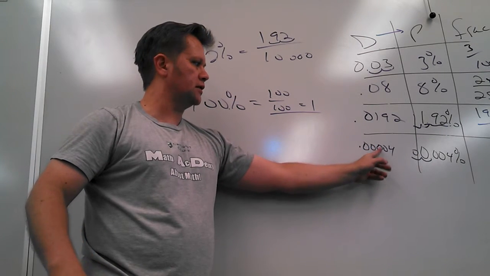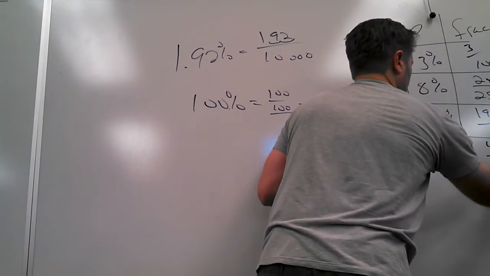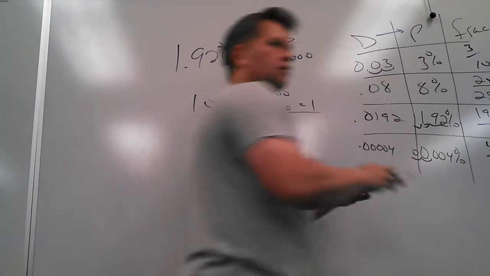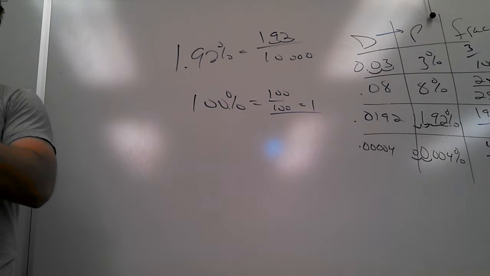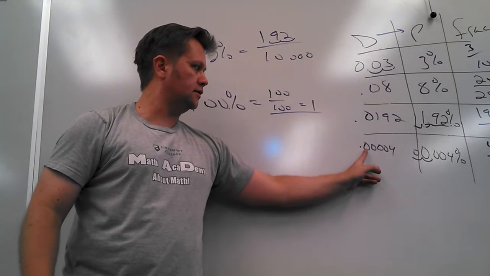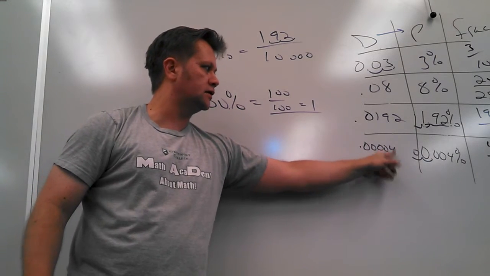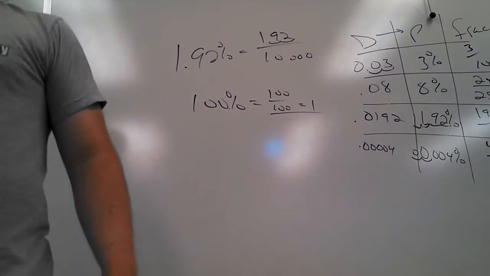Tens, hundreds, thousands, 10,000s, 100,000s. Not 4,000. No, because it's further over than that. Tenths, hundredths, thousandths, ten-thousandths, hundred-thousandths. Cool. That's a lot of zeros. There's a lot of zeros.